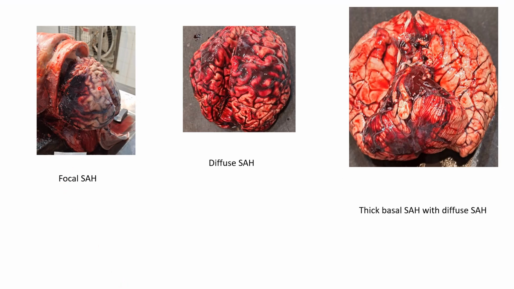You can see here a focal hemorrhage. So this is focal subarachnoid hemorrhage. Here we can see diffuse hemorrhage, diffuse subarachnoid hemorrhage. Here you can see a thick basal subarachnoid hemorrhage along with diffuse subarachnoid hemorrhage.